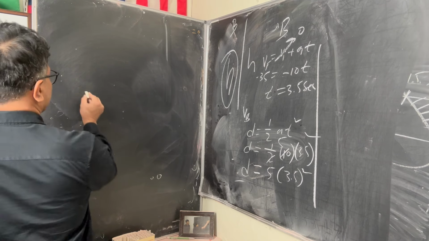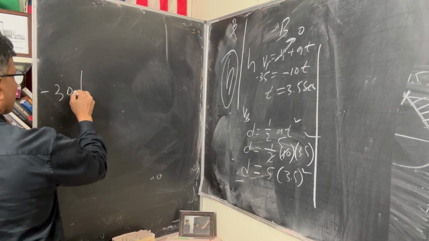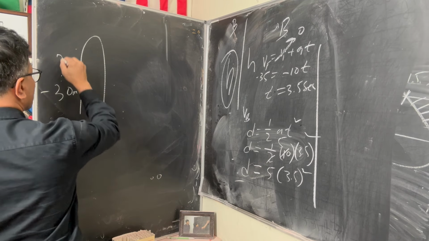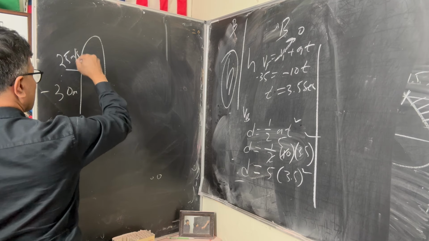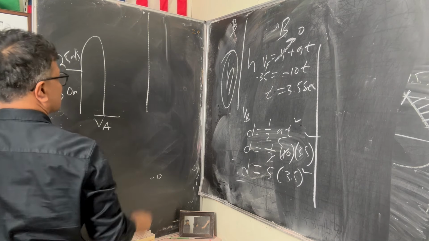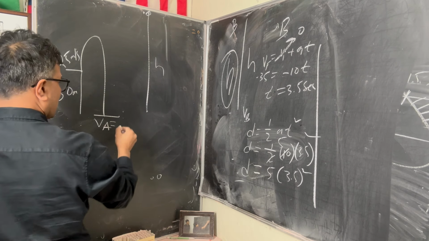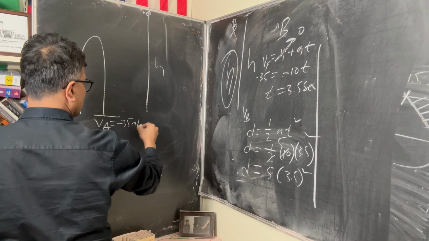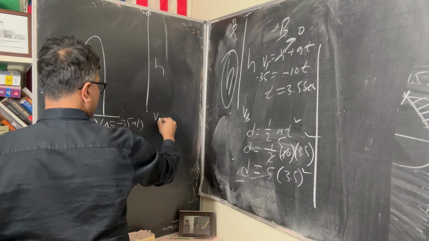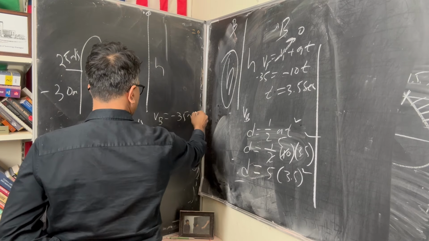We are trying to find that if this is height 30 meter and you throw something with 25 meter per second, the impact velocity of A, in order for the impact velocity to be, if you drop this object from height h, this impact velocity we found 35 meter per second. This one will also be negative 35 meter per second.